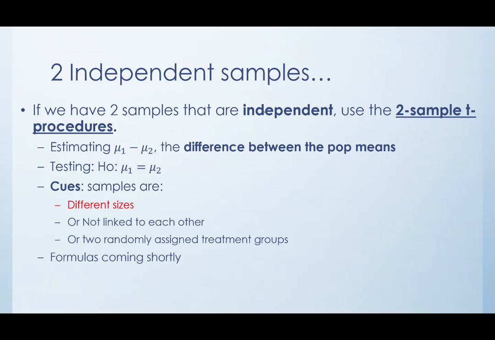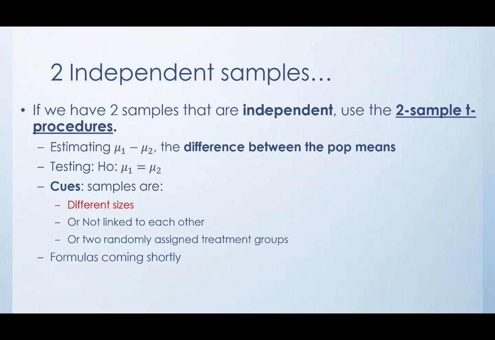We are estimating the difference between our population means. So if we're doing a confidence interval, we're estimating mu1 minus mu2. If we're doing a hypothesis test, we're seeing, are the two population means equal to each other? Or is one bigger or is one smaller, right?